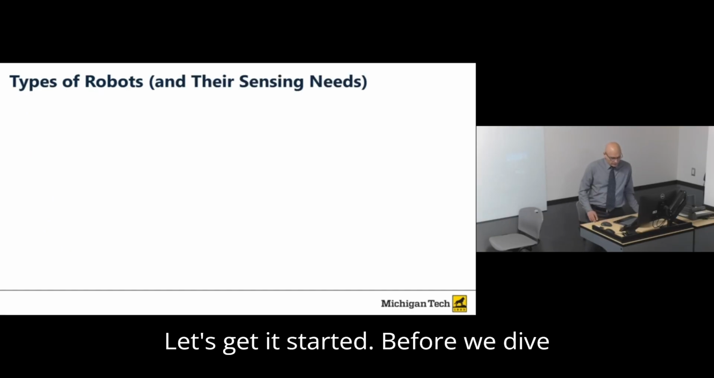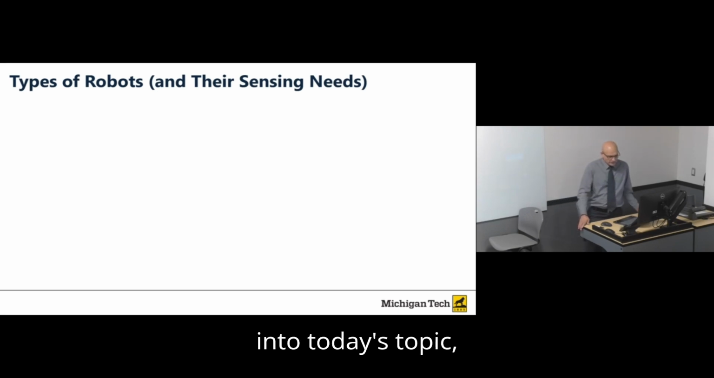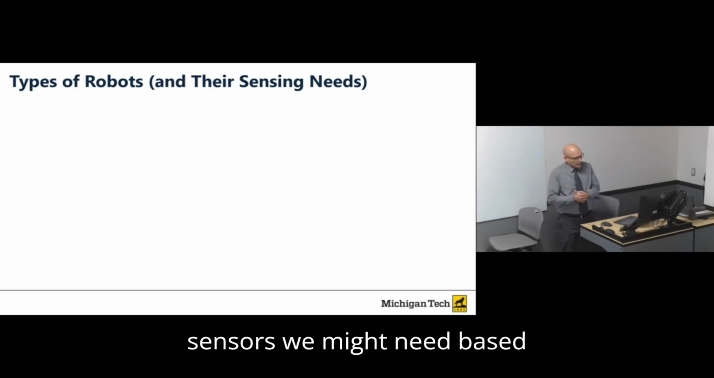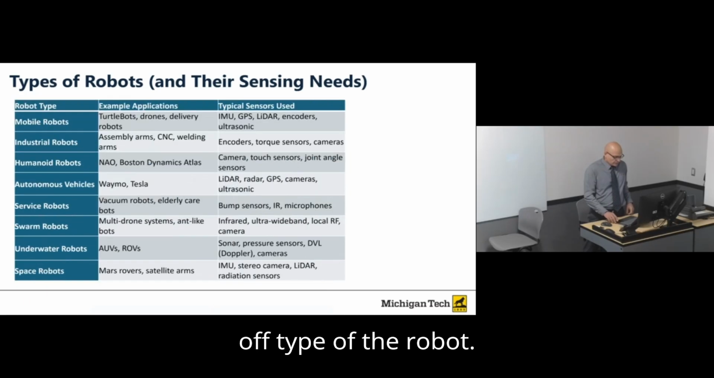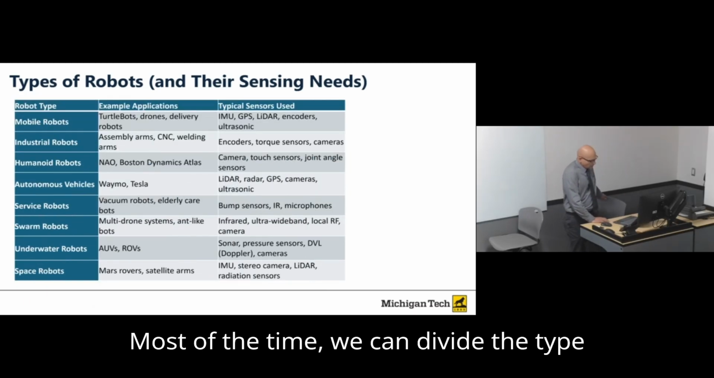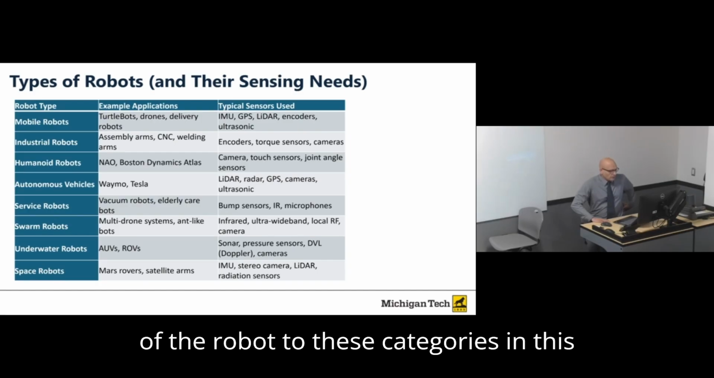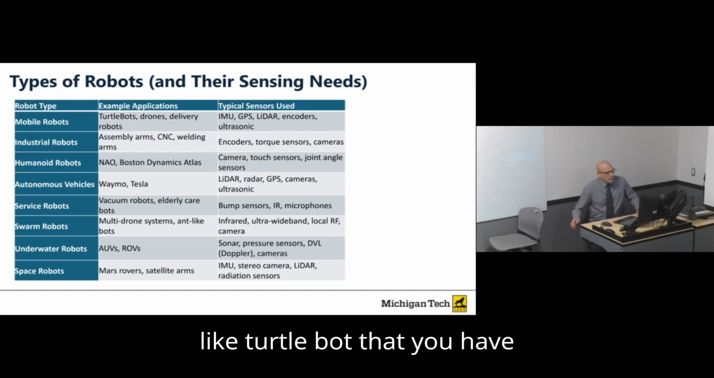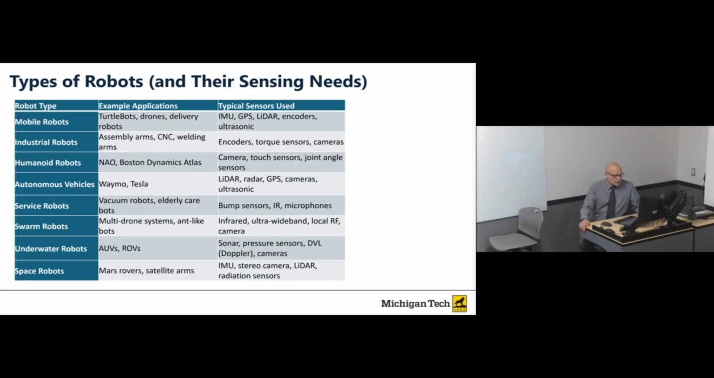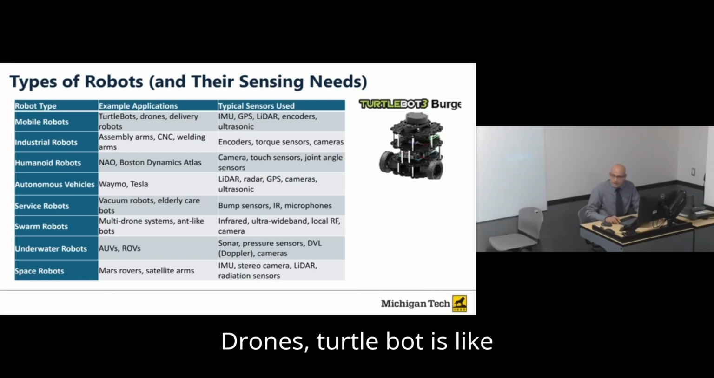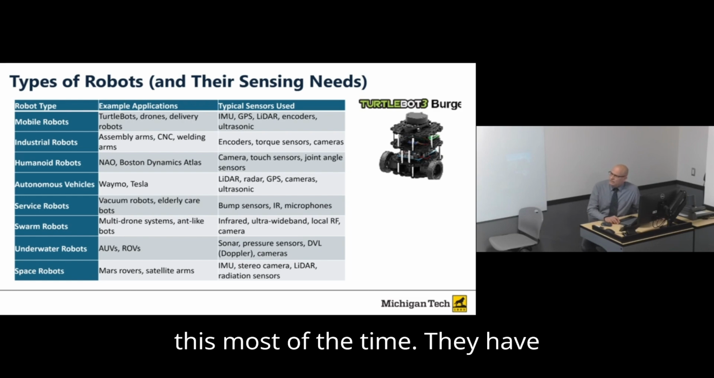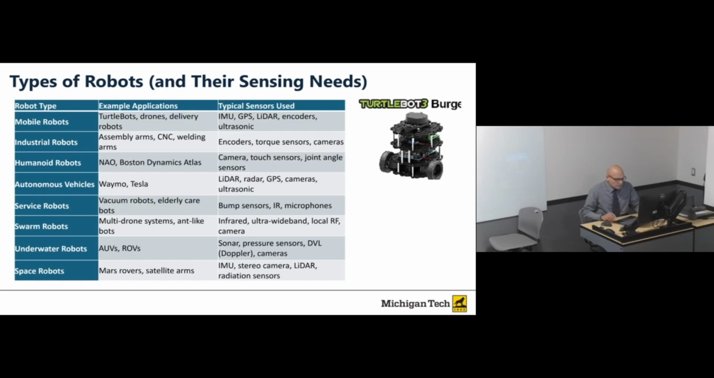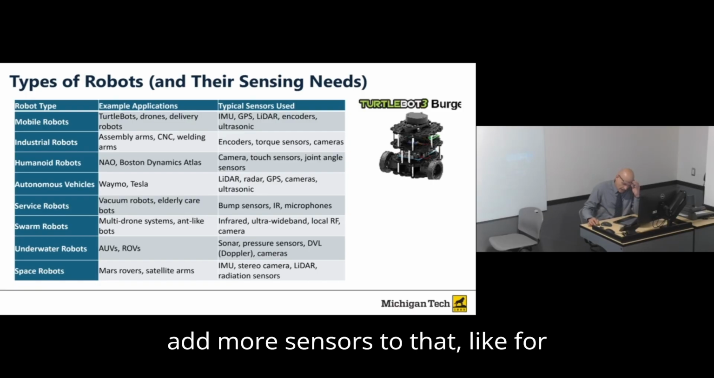Let's get started. Before we dive into today's topic, let's quickly see what sensors we might need based off the type of the robot. Most of the time we can divide the type of the robot into the categories in this table. Mobile robots, like the TurtleBot that you have in university. Drones. TurtleBot is like this most of the time. They have different versions. They have lots of sensors. You can add more sensors to that.